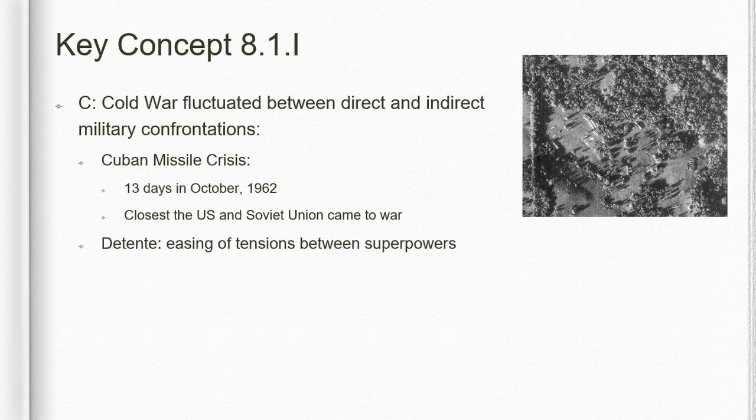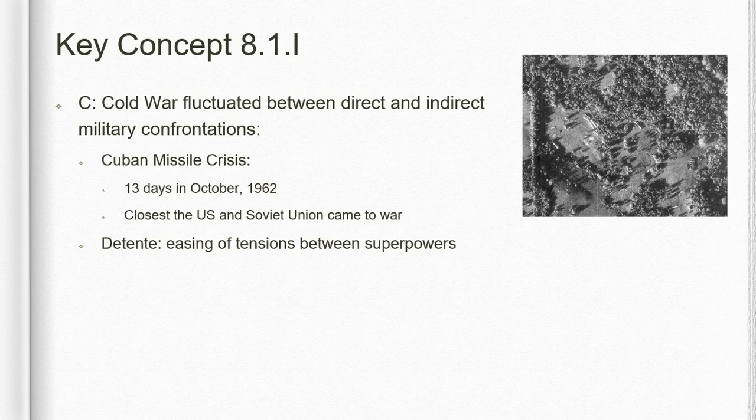So you have these really tense moments of indirect military confrontation, and we have really tense moments of direct military confrontation, at least in terms of proxy wars like Korea or Vietnam or the Soviets fighting in Afghanistan. But we also have these periods during the Cold War of détente. Détente means an easing or cooling of tensions between the superpowers. So after the Cuban Missile Crisis is a good example.